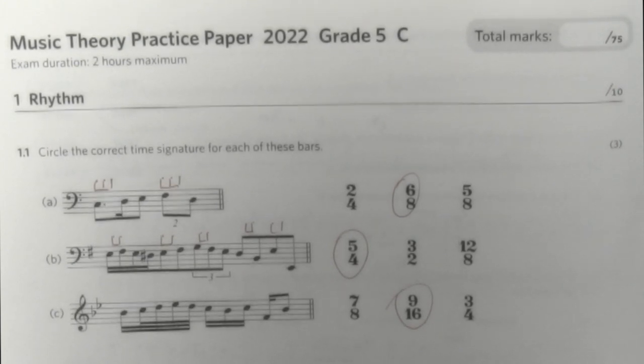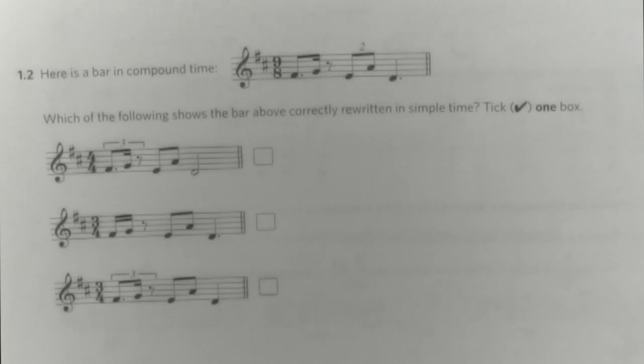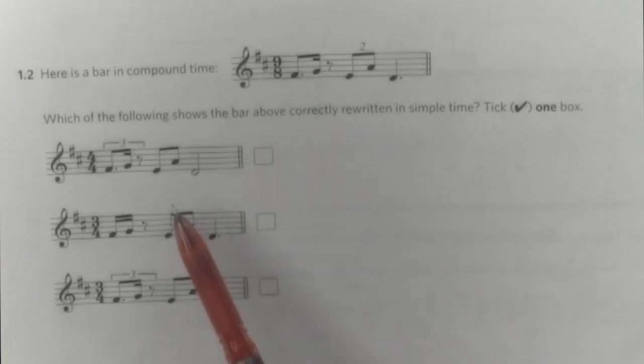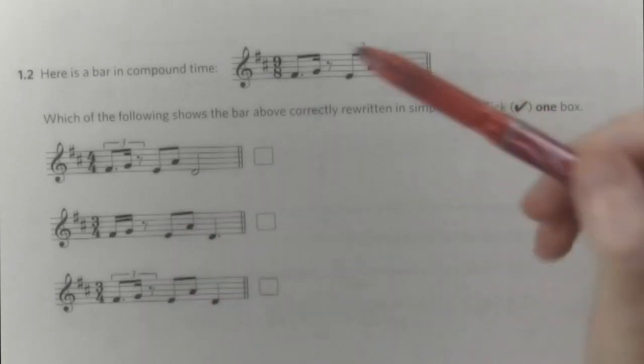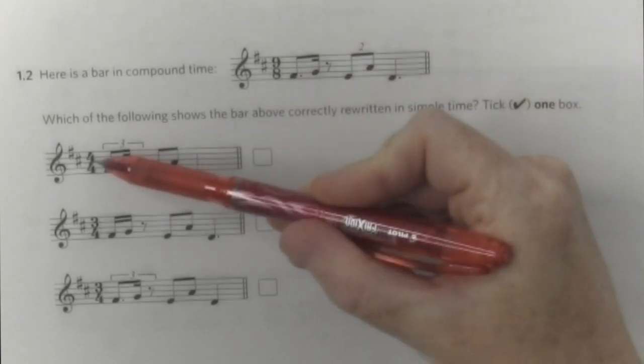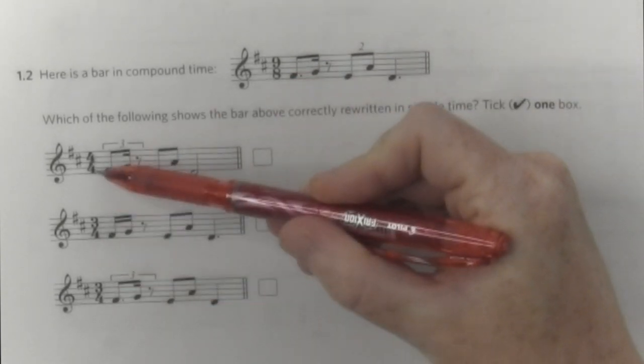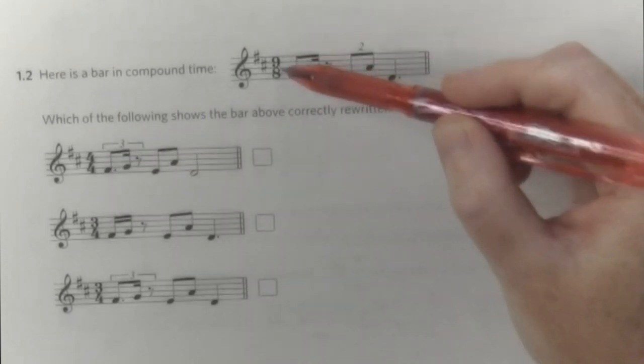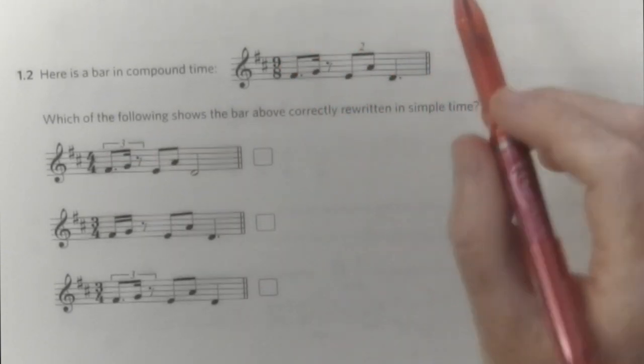Next one. In this question, we are asked to take the bar that shows the given bar correctly rewritten in simple time. First, the time signature, because we can see that we have 3 options and 2 are the same, but 1 is different. So we have 9/8, which means 9 quavers.